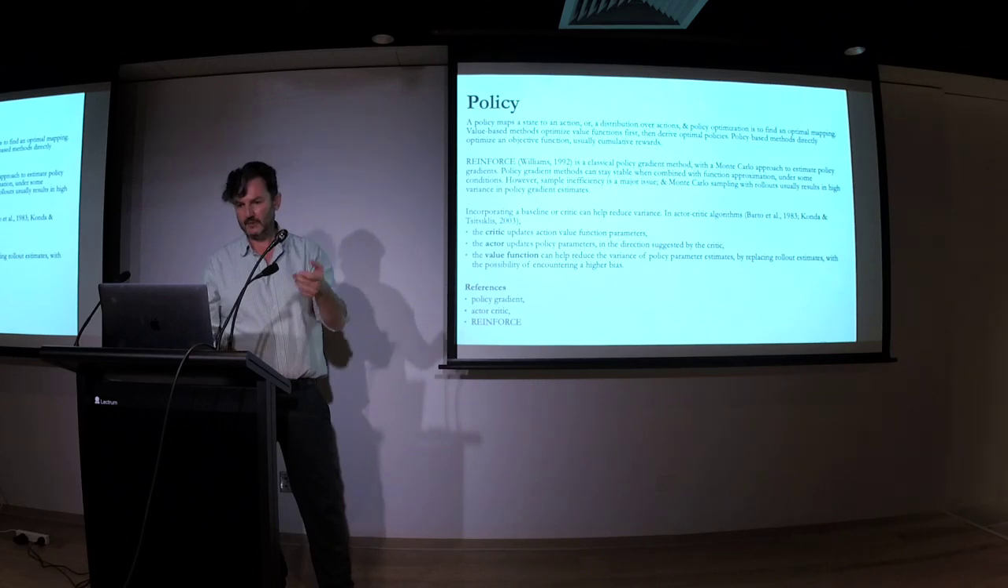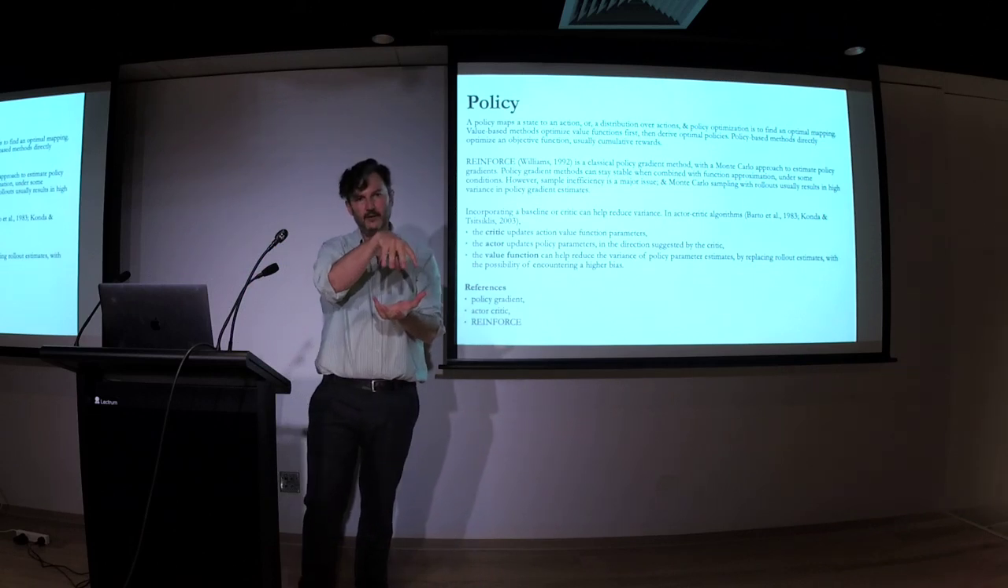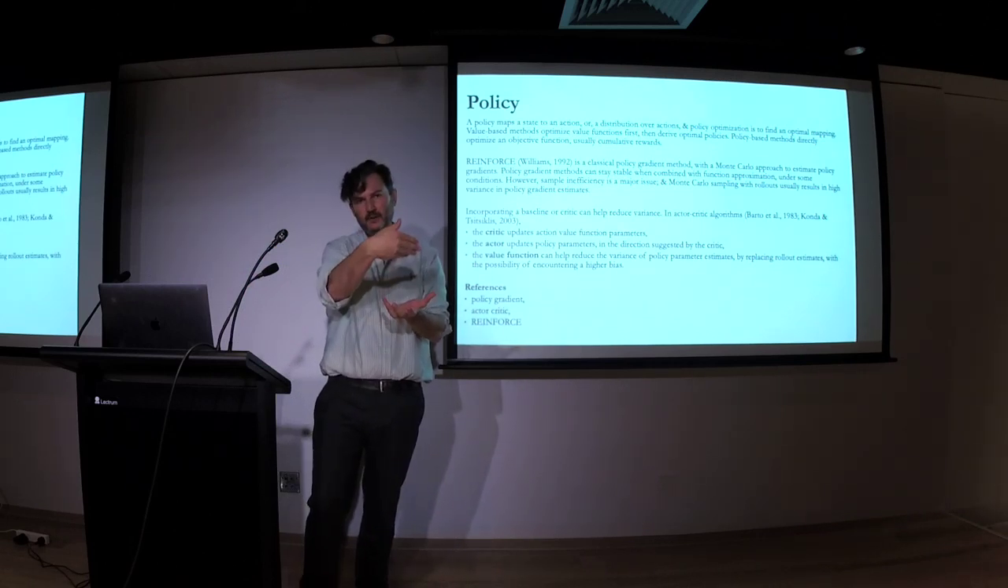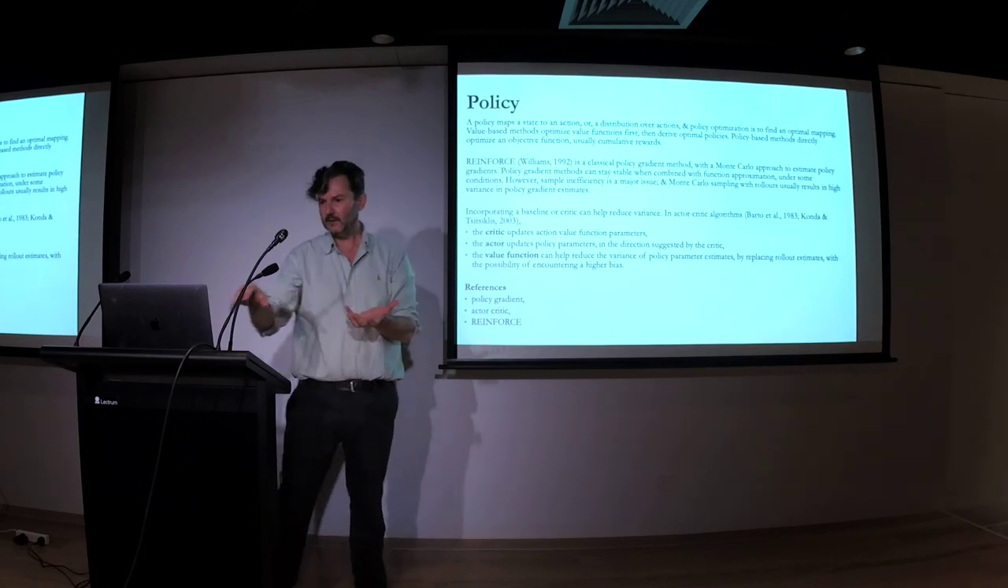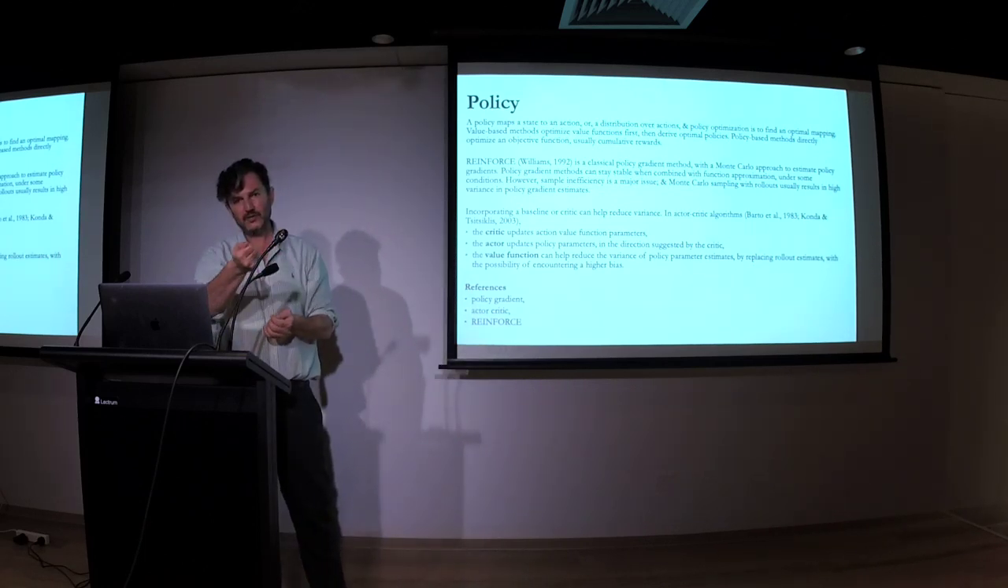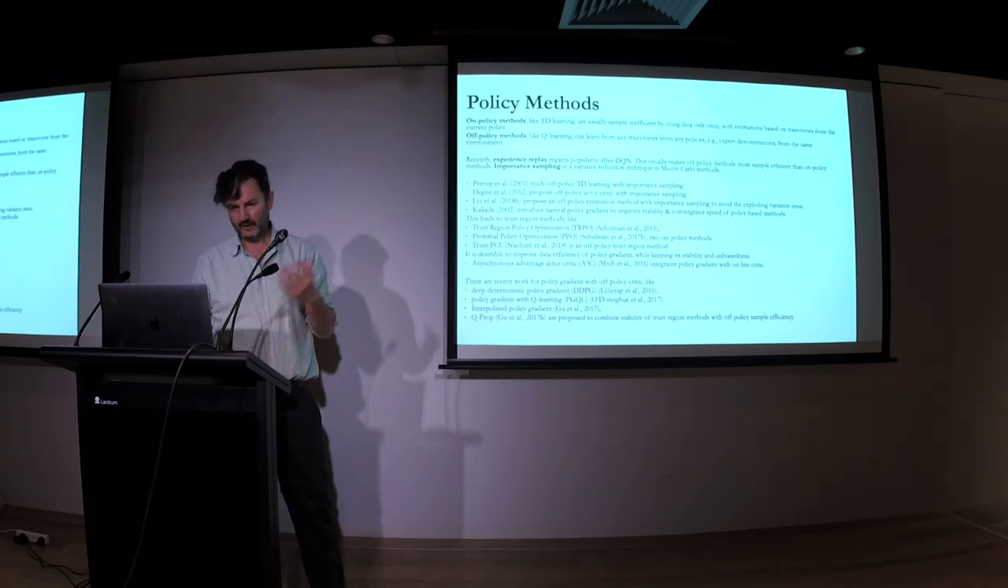So we had the question about policy. A policy maps a state to an action or a distribution over actions, and policy optimization is to find the optimal mapping. And I think I said that earlier, what you're trying to find is the optimal, and that's what you're using it for. Okay, so a policy maps a state to an action, or a distribution over actions, and policy optimization is to find the optimal mapping, and that's what we're really trying to do. And it just goes into different algorithms you can use. And you've got different methods as well, on-policy and off-policy.